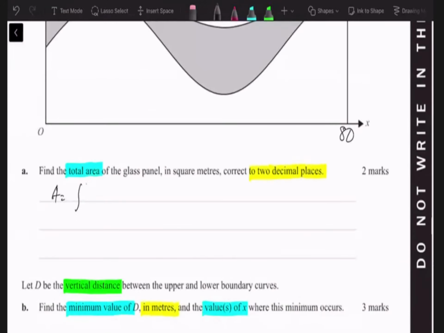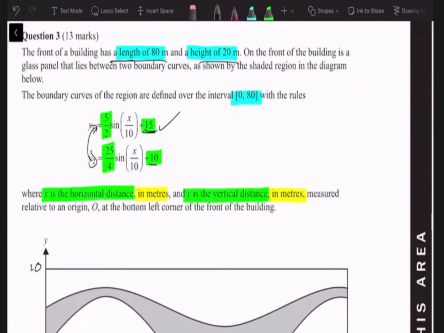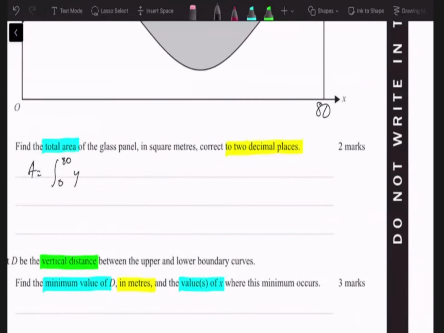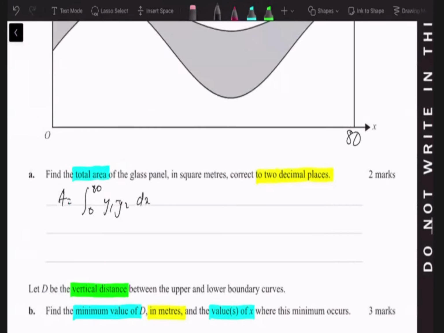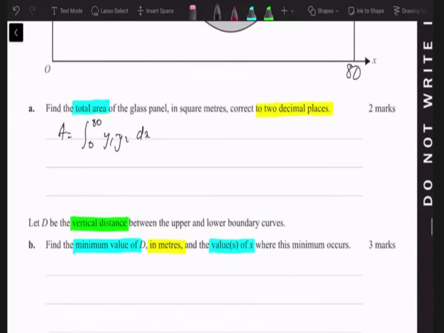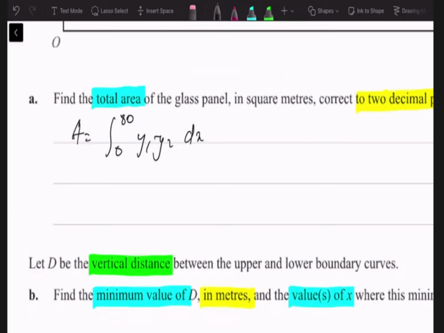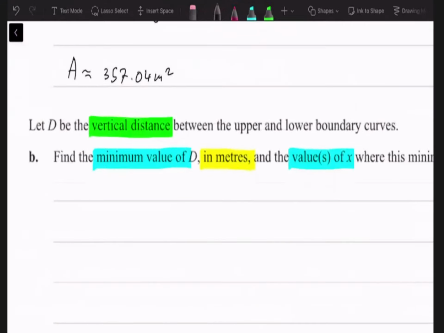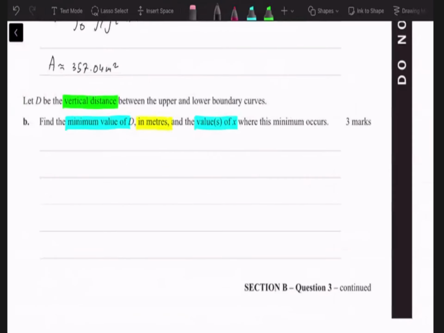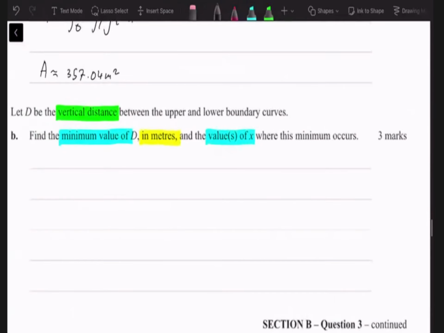So to find the total area, just do the integral from 80 to 0 of the top function, so y1 minus y2, dx. For this question, it's not really important which one's on top, because even if you got a negative area, you'd realize which one's on top. But it's always good to figure out the context of the question, and it might be relevant later on. So now we have vertical height, and what's the minimum.